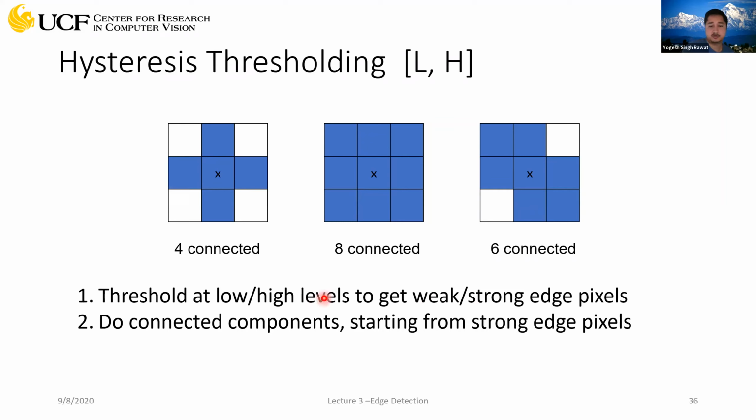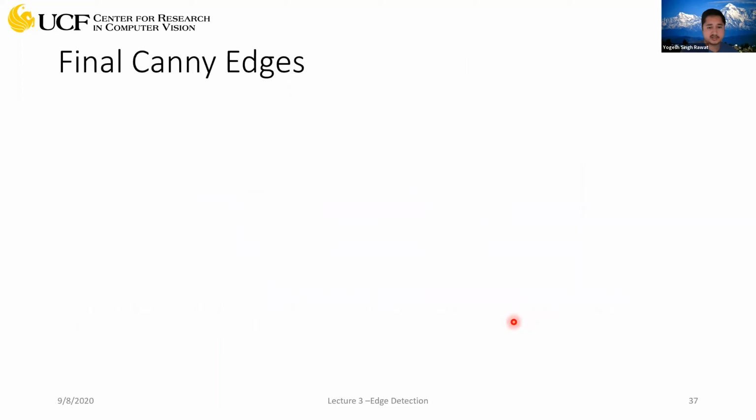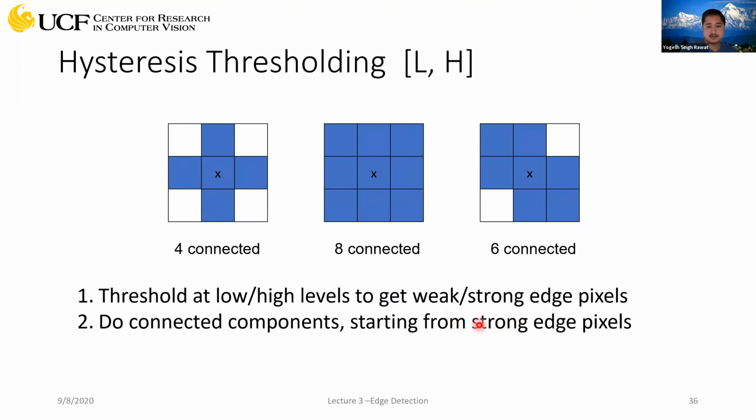So you compute your gradients, then you use the thresholds low and high. If it's above high, we call that a strong edge, and if it's below high but above low, we call that a weak edge. Then you perform connected components on that image based on the gradient magnitude. And then you start from the strong edges, and you follow the weak edges as long as they are connected.